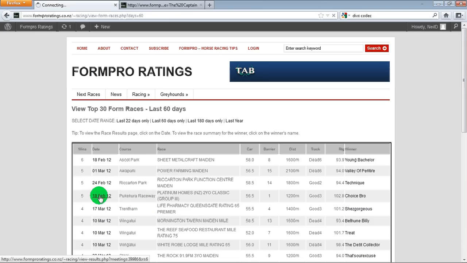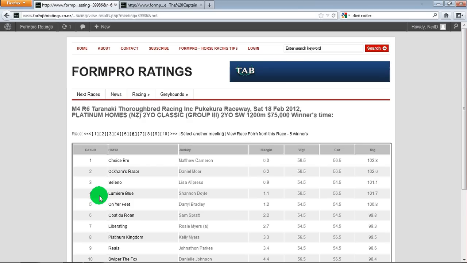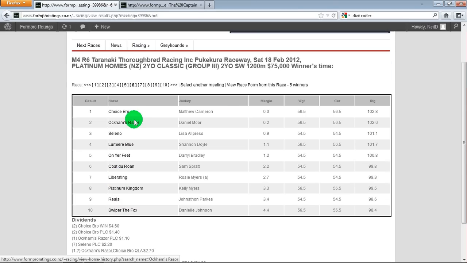Two-year-old race. Good race. And you can see there's the race there with Choice Bro winning, with his rating figure, and all the horses that raced. But we want to know which one of these horses have won since. So it says up here, view race form from this race, five winners. So we'll click on there.